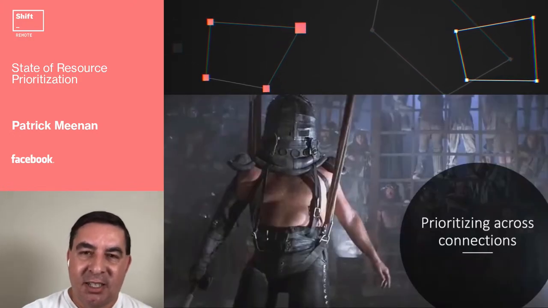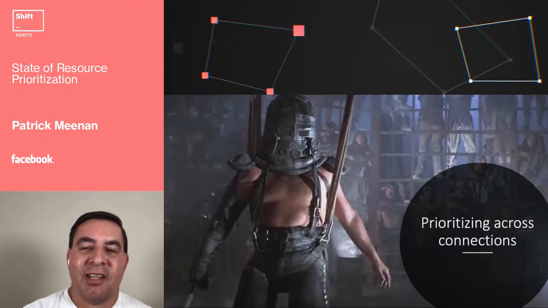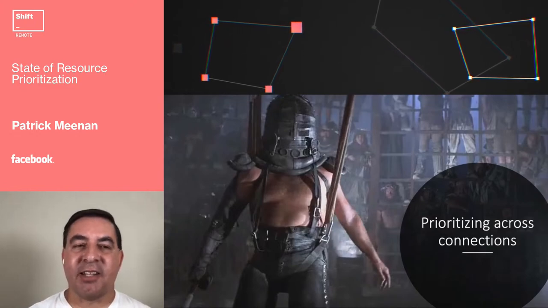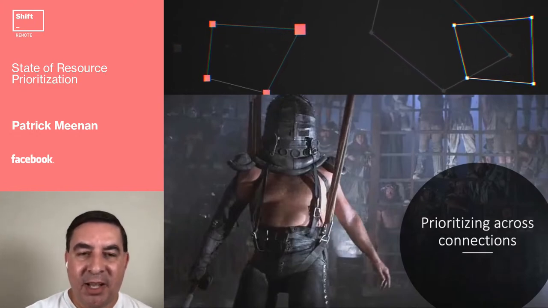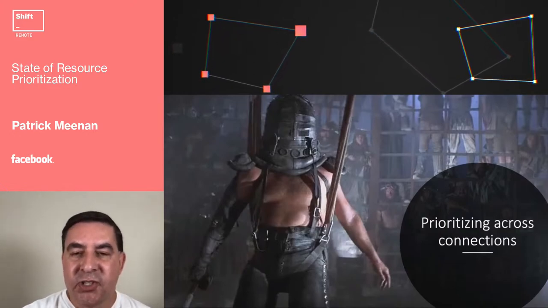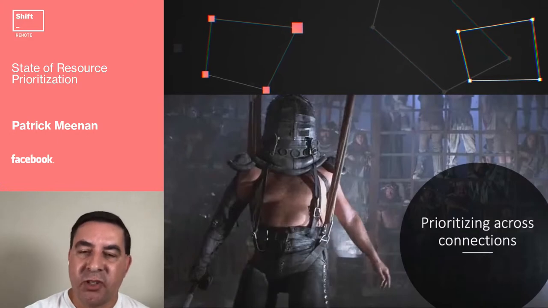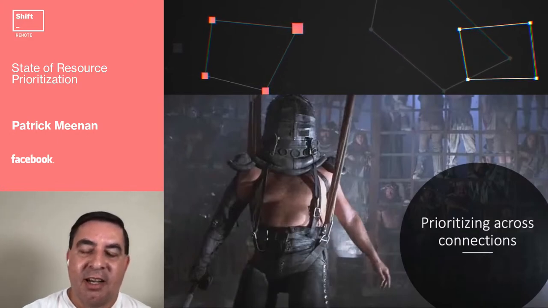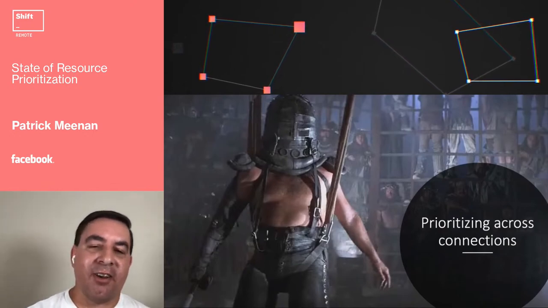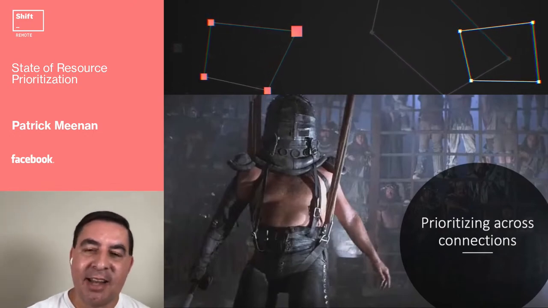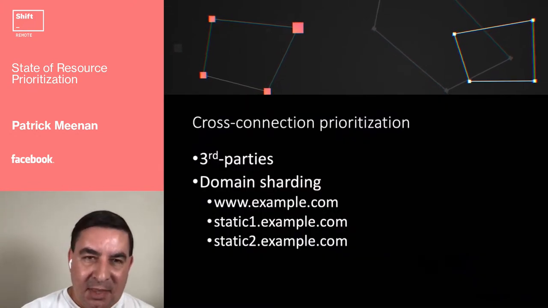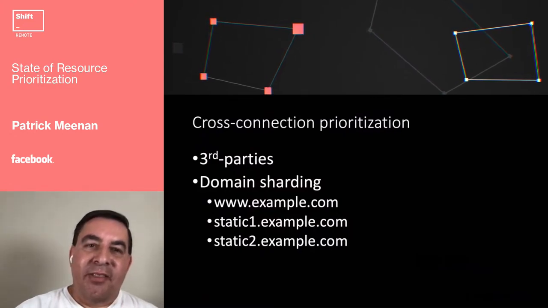But once you start using multiple connections, you can't prioritize against each other. The server has no idea what's going on with the other resources. And so it becomes the Wild West, the Thunderdome, if you would, when you have resources coming in from multiple origins, from multiple third parties. It comes down to the network sorting it out, right? They all throw everything they can, and the network figures out what order things are going to be delivered in. And that happens a lot more often than you might think.